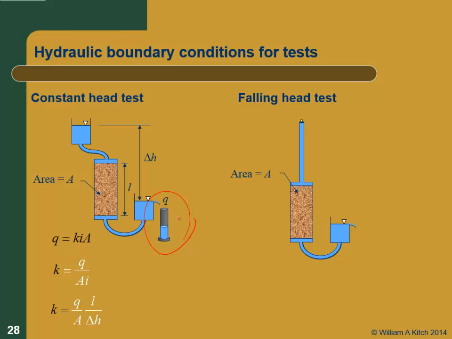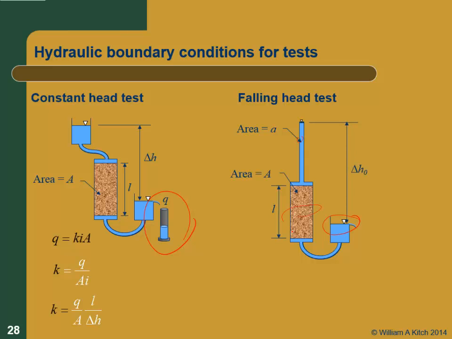In this case, you start with a fixed fluid boundary at the bottom. You have a fixed head at the bottom. You have a fairly small tube at the top, and you start up at some high head. You know the cross-sectional area of the tube as well as the cross-sectional area of the sample.